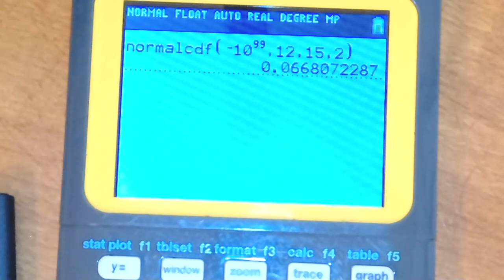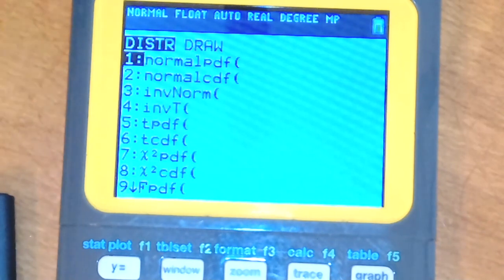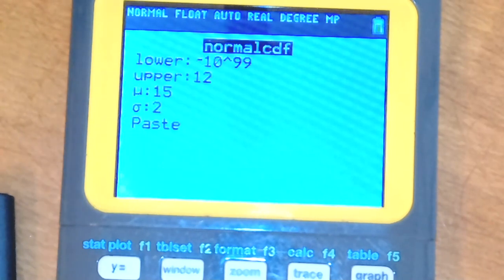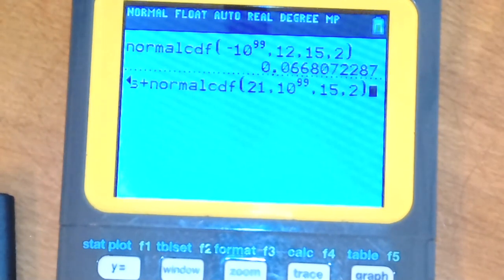And I'm also going to be adding that with the following. So let me do second and distribution again. Number 2. This time my lower bound is 21. My upper bound is 10 raised to the 99 because that's infinity. And then 15 and 2. I'm going to paste that.